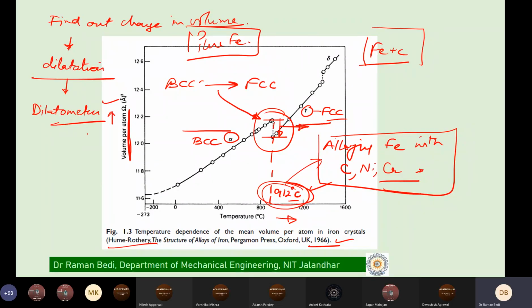And this is how engineers or scientists are able to find out the exact temperature at which this transformation is happening. The reason will come out later, why we want to find out that particular temperature. What is so interesting about this temperature? Okay, so it is clear here. Can I move forward? Yes, sir.